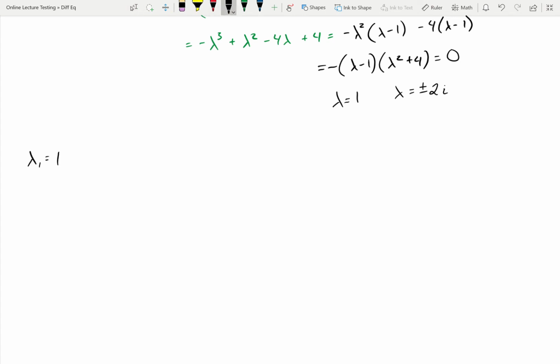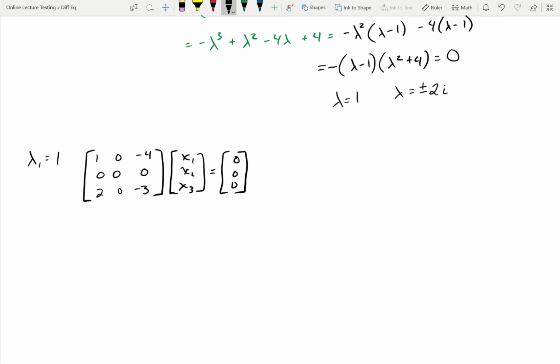lambda 1 is equal to 1, so when we plug it in, we are going to get the following matrix: 1, 0, negative 4, 0, 0, 0, so that's nice, and 2, 0, negative 3. We're going to multiply it by our eigenvector here of x1, x2, x3, and it's set all equal to 0. So doing some row operations on this, I am going to do row 3 minus 2 row 1. That's going to leave me 1, 0, negative 4, 0, 0, 0, and then 0, 0, 5. We'll worry about that in a second.